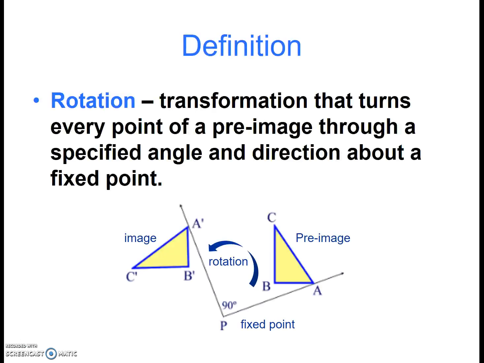So the definition of rotation: it's a transformation that turns every point of a preimage through a specified angle and direction about a fixed point. And so you can see this diagram here. We have our preimage ABC. We have a 90-degree counterclockwise rotation, so our fixed point is P, and we end up with an image A prime, B prime, and C prime. And we're going to go through and show you how we're going to move everything around on a coordinate plane.